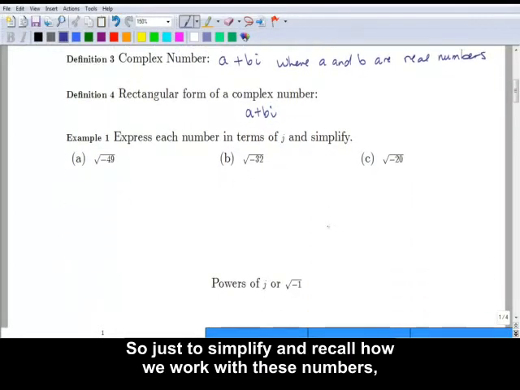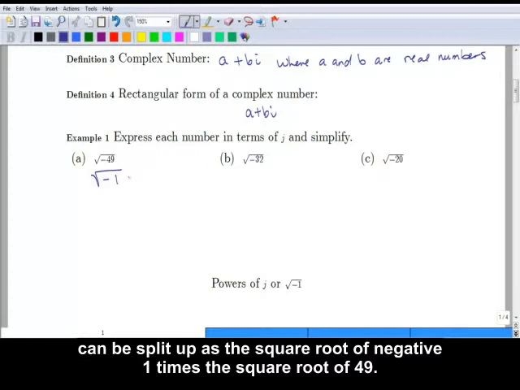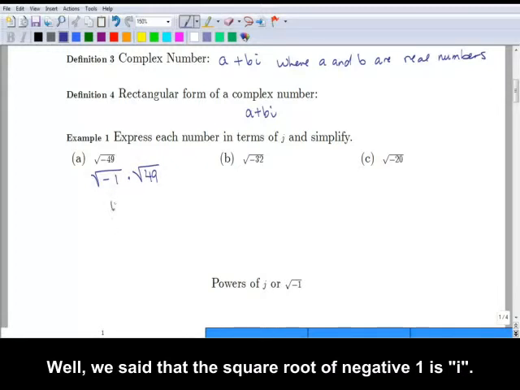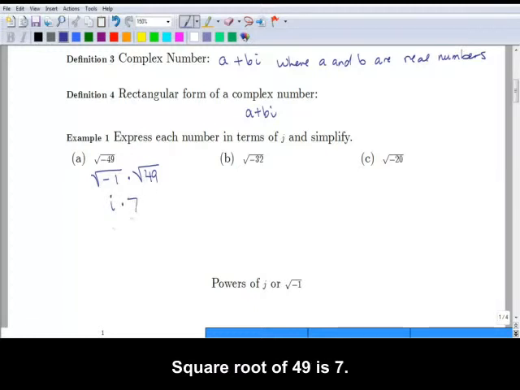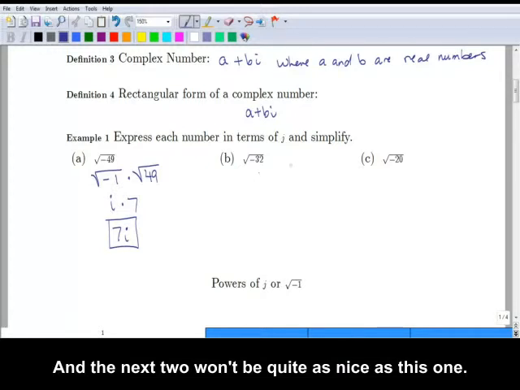So, just to simplify and recall how we work with these numbers, and we work with radicals, the square root of -49 can be split up as the square root of -1 times the square root of 49. Well, we said that the square root of -1 is i, the square root of 49 is 7, and typically we write this as 7i. Now this one's simplified nicely, and the next two won't be quite as nice as this one.